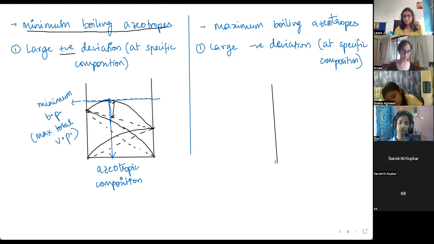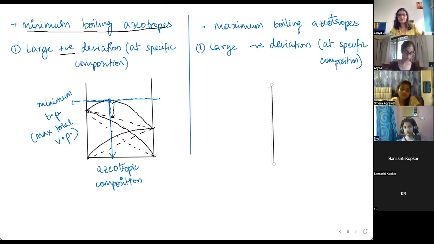So this is for positive deviation. If you have a positive deviation, like a positive deviation non-ideal solution, you will observe that at a specific composition, when the vapor pressure is maximum, like a curve's maximum point, at that point the boiling point of the mixture will be minimum, the lowest boiling, like the temperature is lowest, it will boil quite easily. So that particular composition, that's what we call a minimum boiling azeotrope, because it's an azeotropic mixture whose boiling point is minimum. So it's a minimum boiling azeotrope.